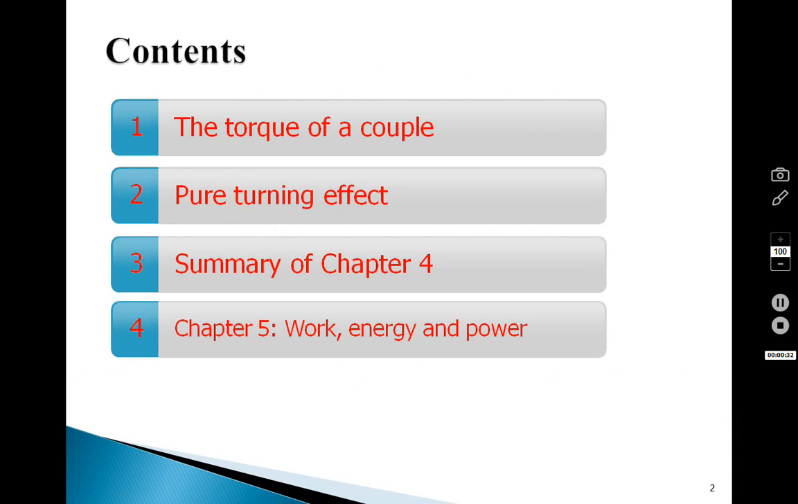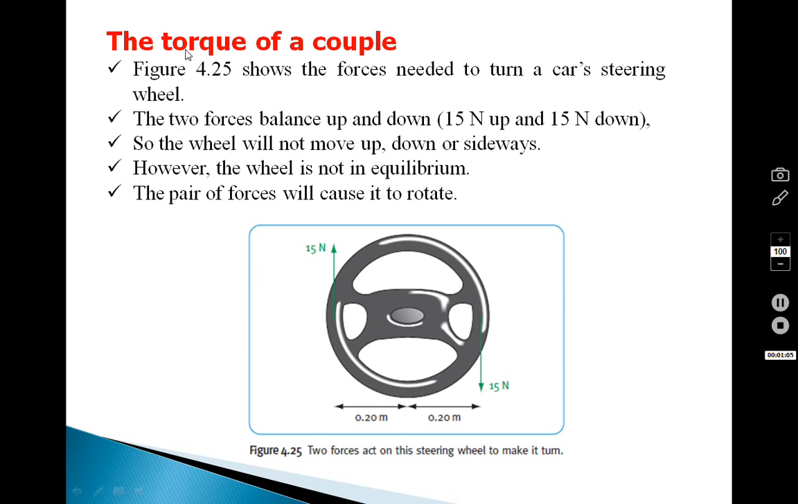Actually, this presentation consists of four main parts. The first part is the torque of a couple, and then we will move to pure turning effect. Number 3 is a summary of chapter 4, and then we will move to chapter 5, which will cover work, energy, and power, and what's the relation between the three of them. We will start with the torque of a couple. It's a special case of moments, what we have done in the last presentation or in the last class.